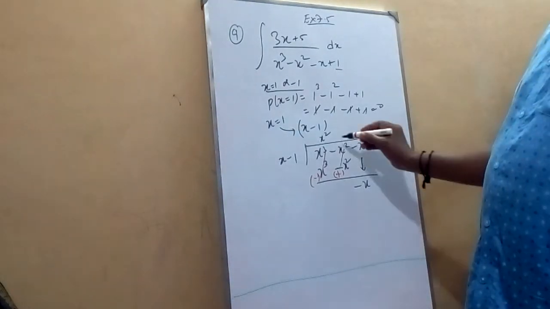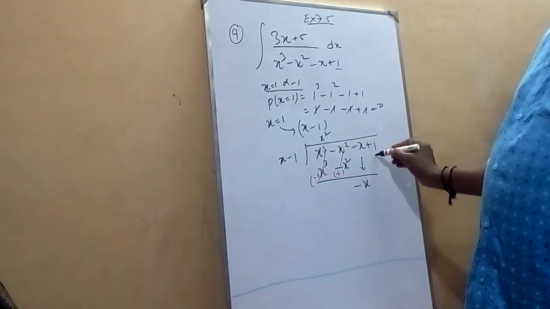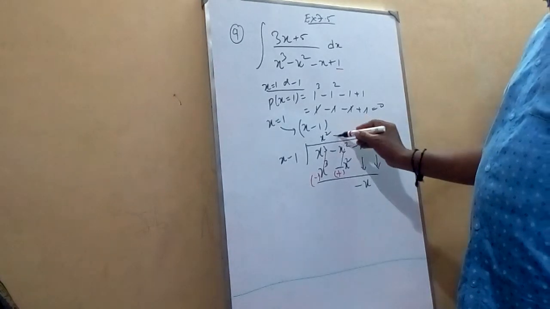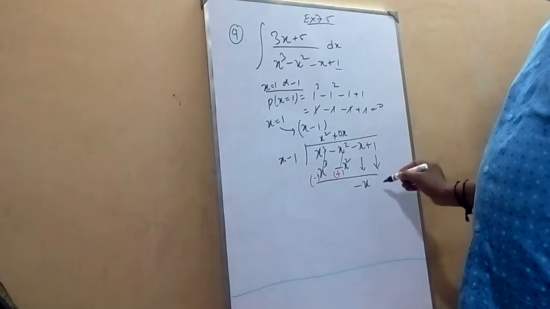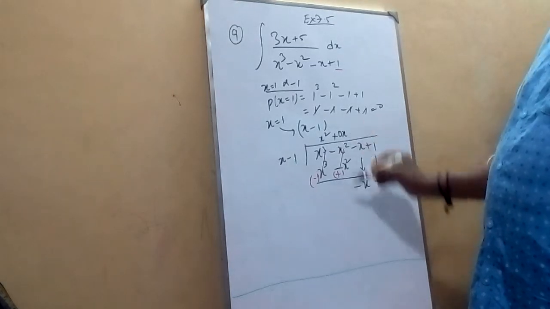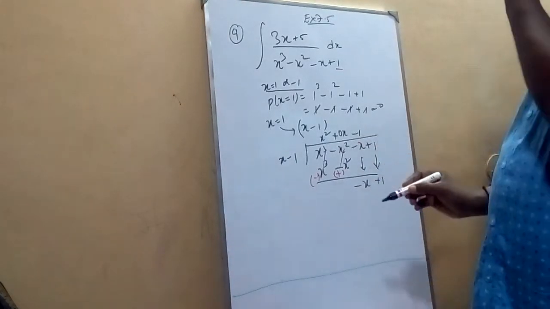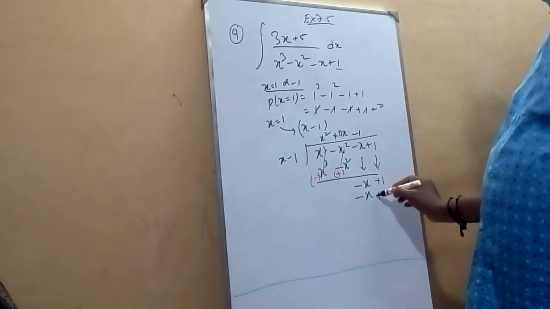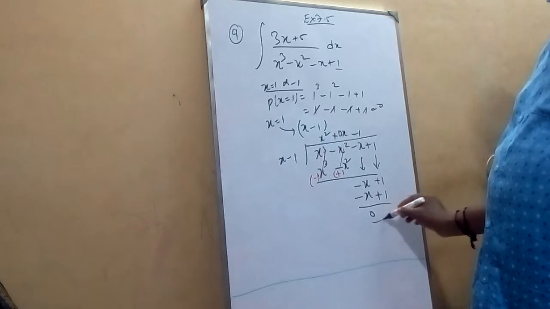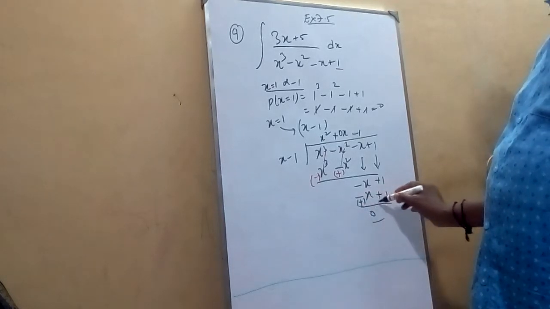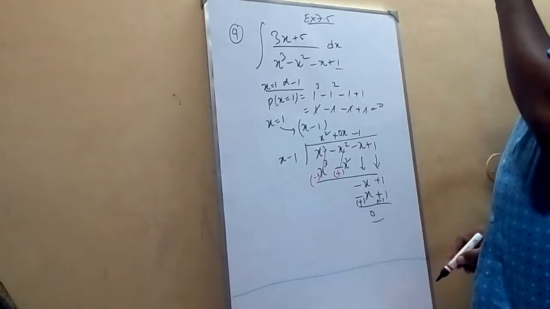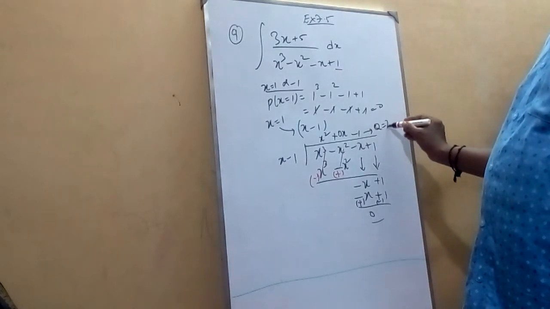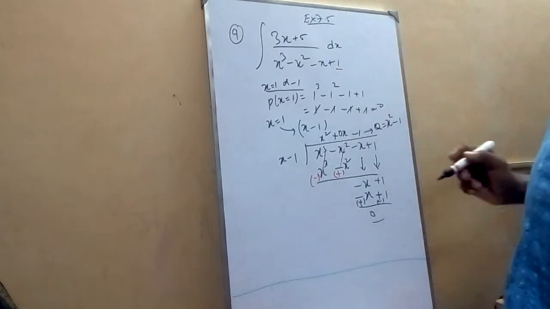Here you are pulling down the two terms, hence you have to put plus 0x, plus 1. Now put minus 1. x into minus 1 is minus x, minus 1 into plus 1 is minus 1. So it is 0 after changing the symbols. Now this is your quotient. The quotient is x square minus 1, leaving 0x.